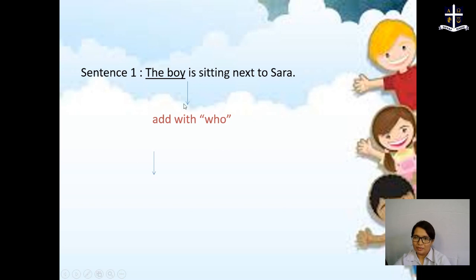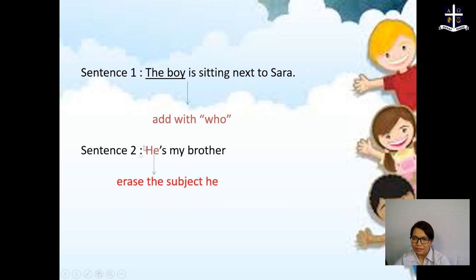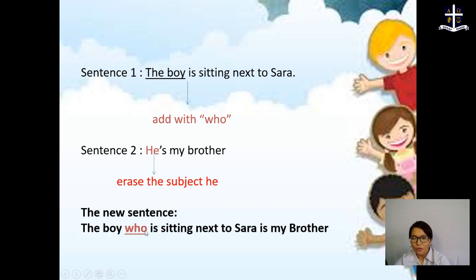So that is the first sentence. The second sentence is he is my brother. Because he here explained about the boy, you don't need he again here. So you erase the subject he. And then the new sentence becomes like this: the boy who is sitting next to Sarah is my brother. So you erase he. So that is the example of how you make two sentences become one sentence.